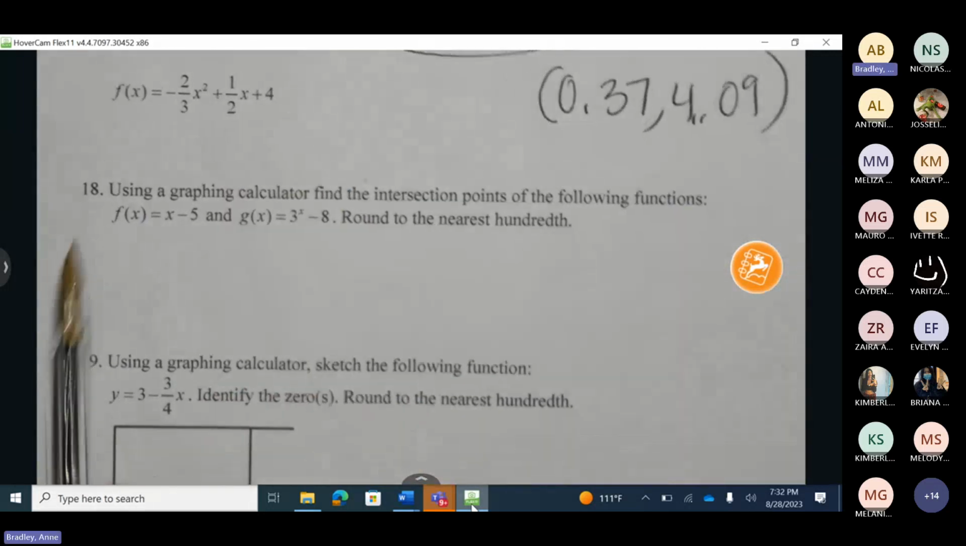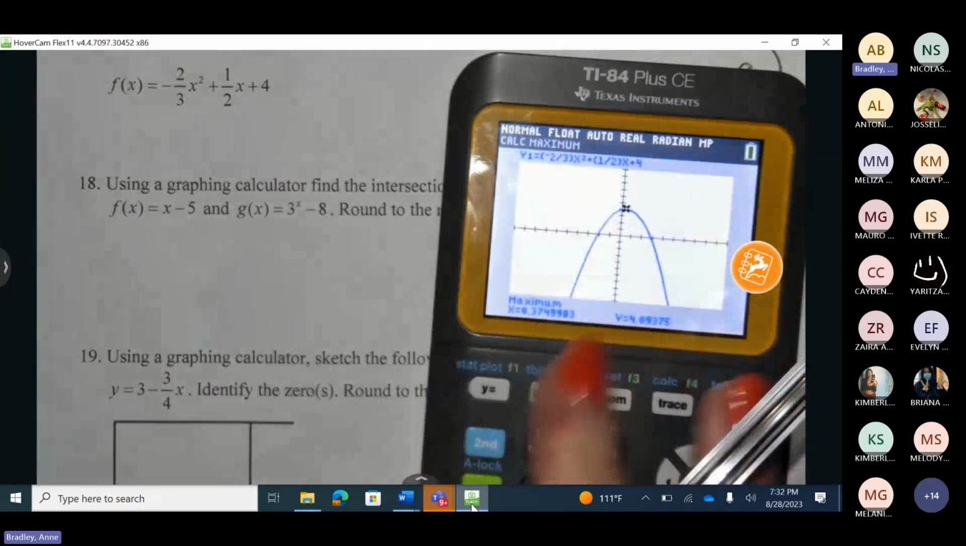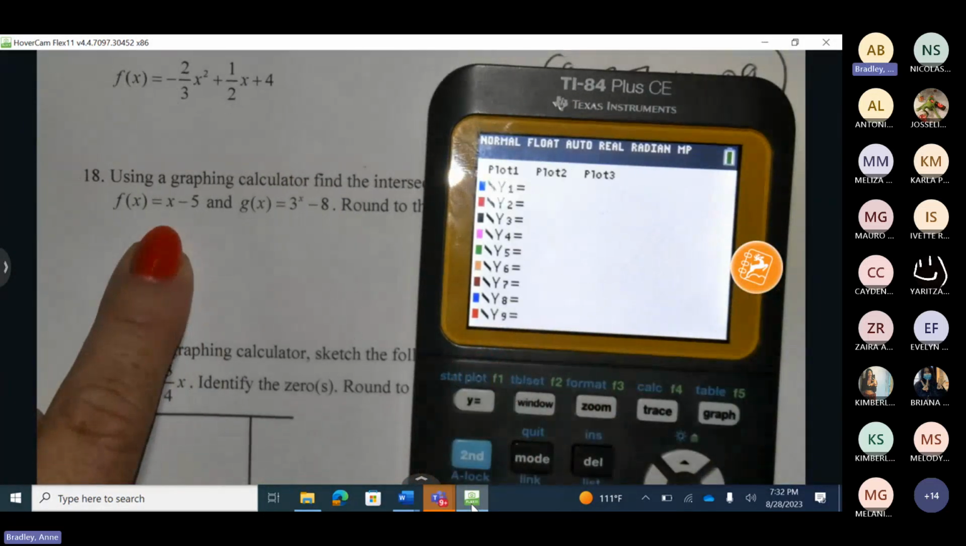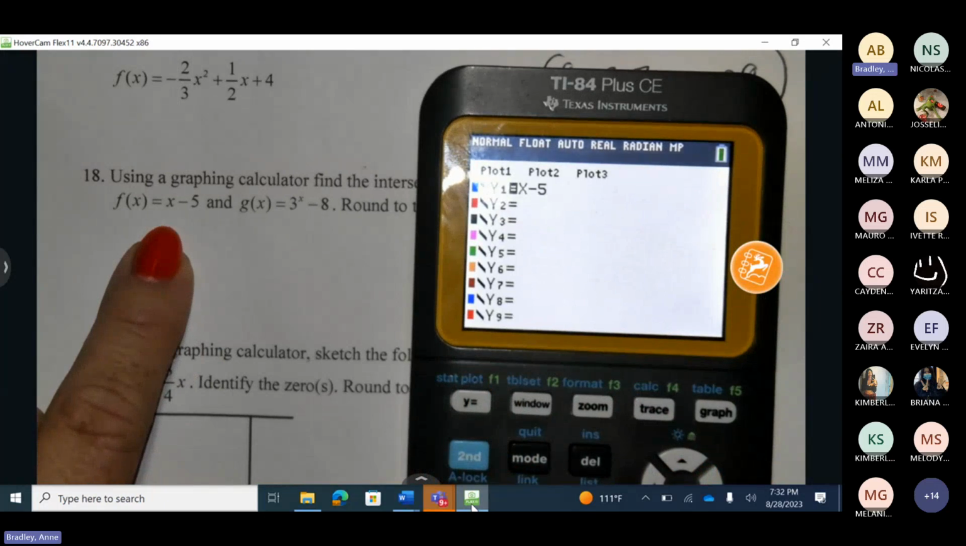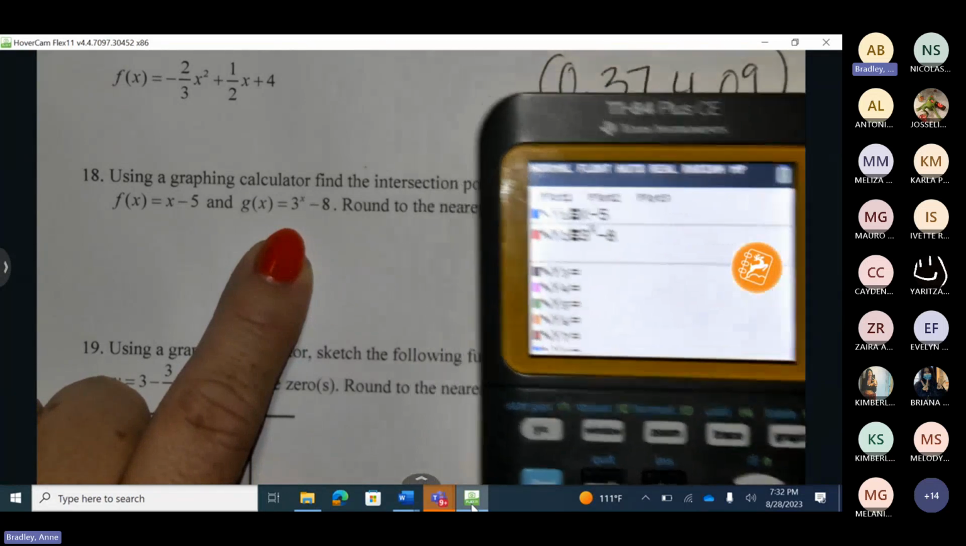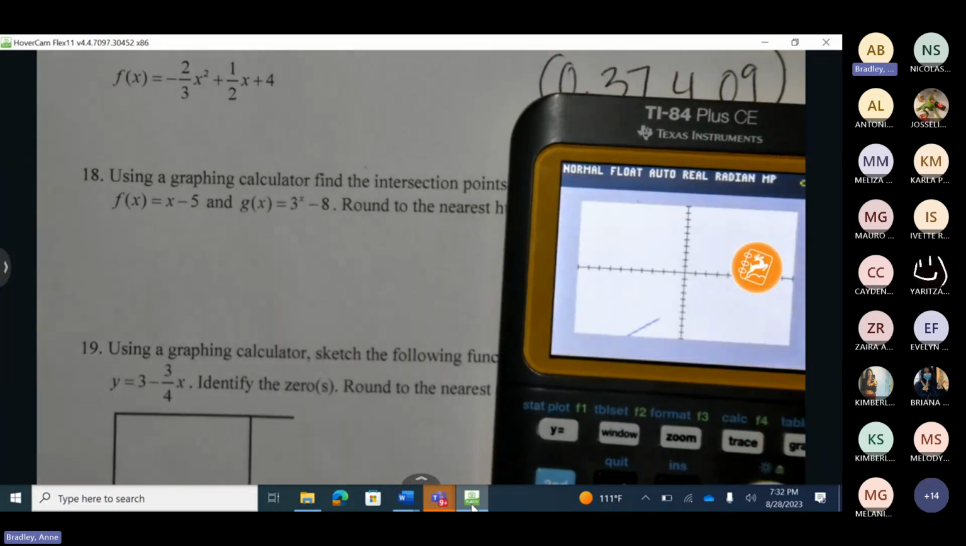Using a graphing calculator, find the intersection points. So second plus 7, 12. 4 problems left, kiddos. X subtract 5. 3 to the X, bring it back down, subtract 8. Okay, I've got them. Let's graph this.